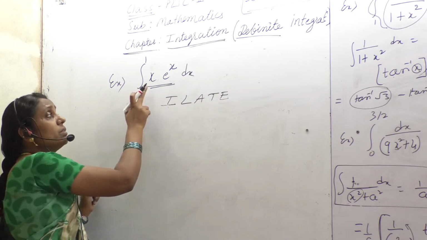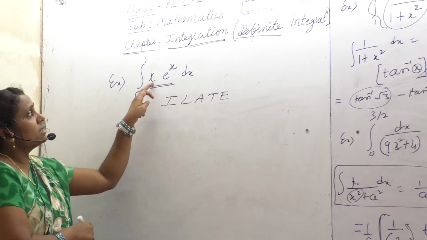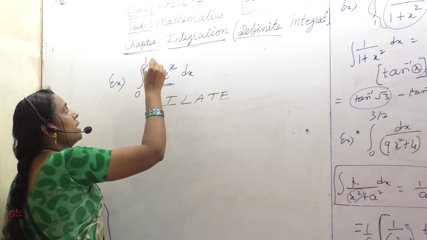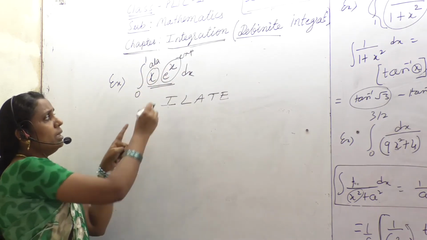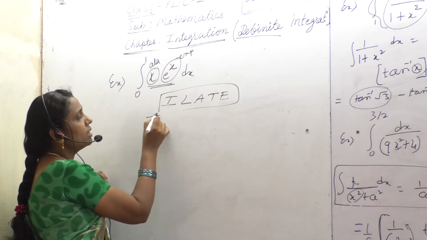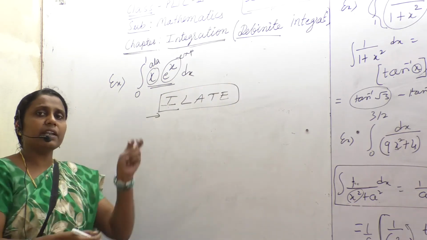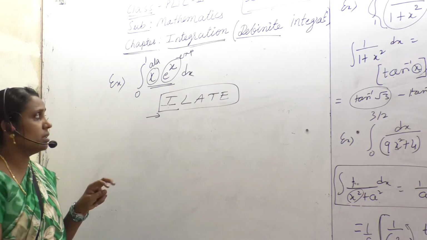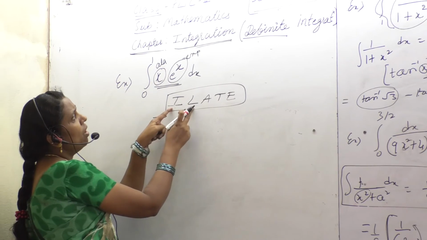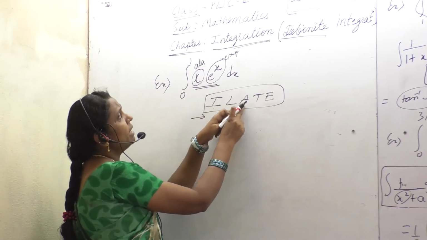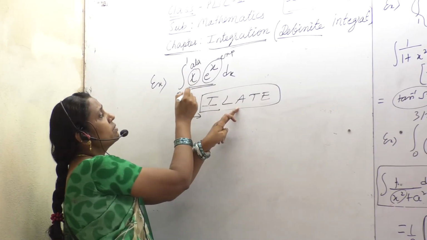I will make you understand with this example. First one, x: is it algebraic? Yes. Is e raised to x exponential? Fine. In this rule, you go by this direction, and whichever comes first, you take as the first function. So I will go by this direction. Inverse, it is not there. Log, it is not there. Algebraic, it is there. So this should be the first function.